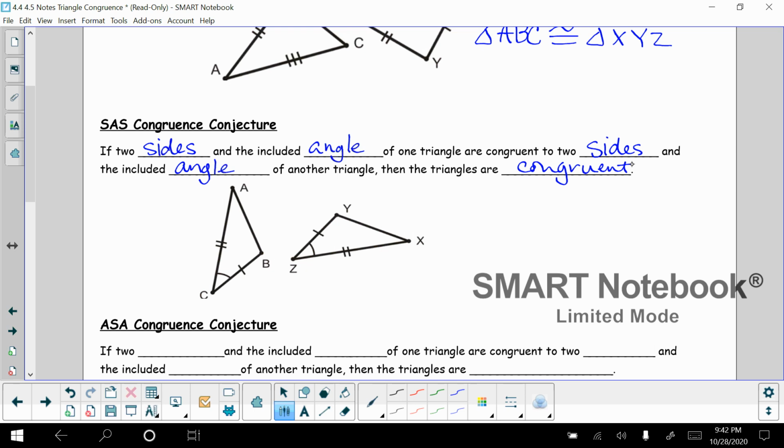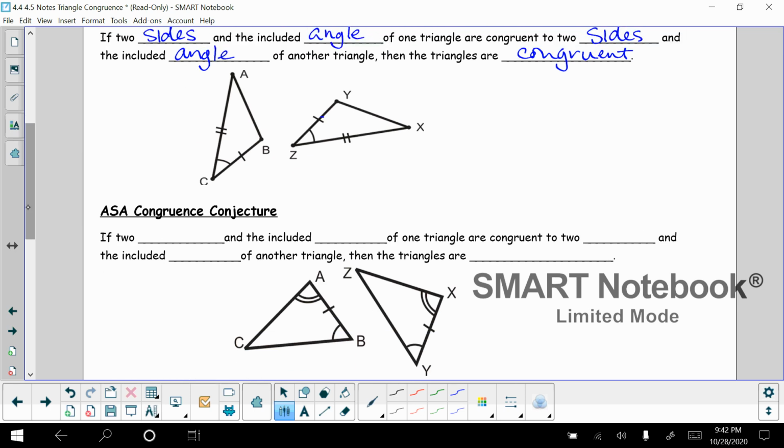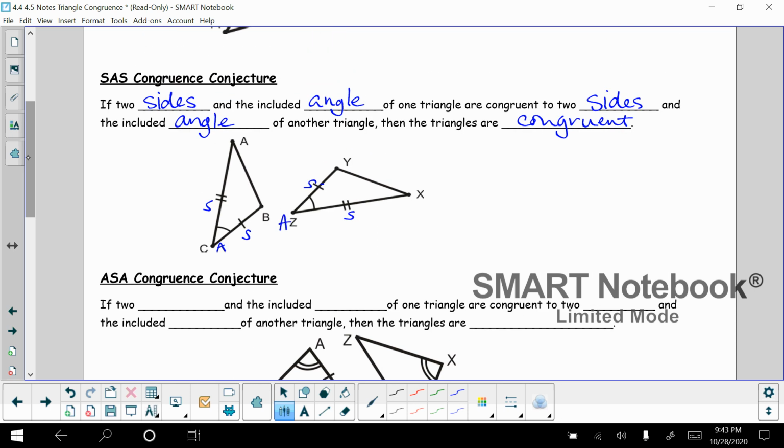Okay, so right here we have a picture of these 2 sides. You see the 1 tick mark and the 2, and they're congruent to these 2 sides over here. And then the included angle, you see this arc in between these 2 sides. These two angles are congruent. So you can kind of also see it in a pattern like side, angle, side. This side is congruent to this side, this angle is congruent to this angle, and this side is congruent to this side. Okay, so you have this next conjecture.